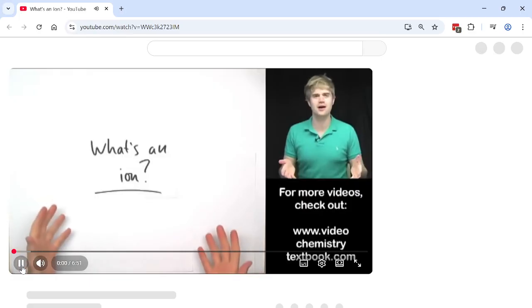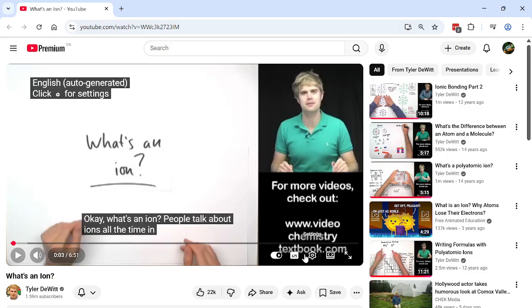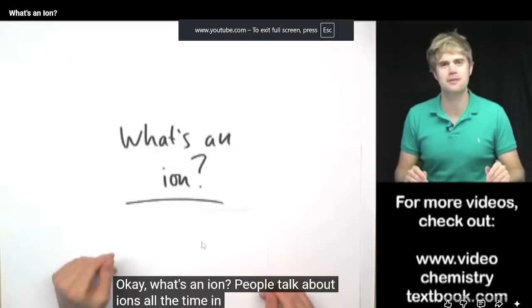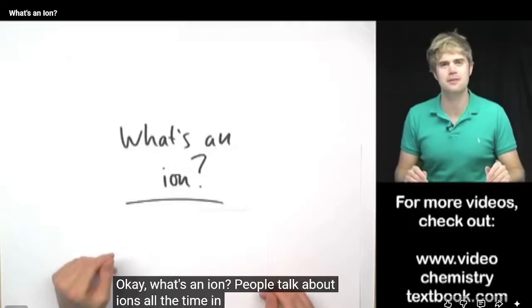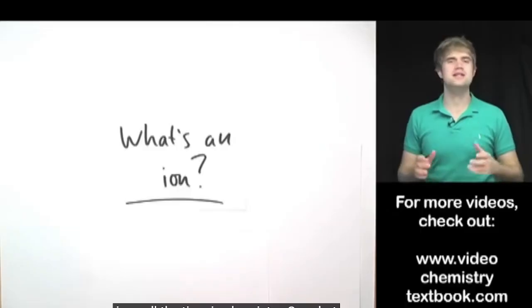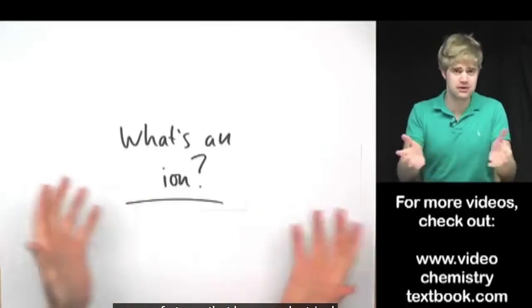Okay, what's an ion? People talk about ions all the time. Okay, we're going to put on some closed captioning. We're going to make it bigger. And here we are learning about ions. Chemistry. So what are they? Well, an ion is an atom or a group of atoms that have an electrical charge. Okay, that's all it is.